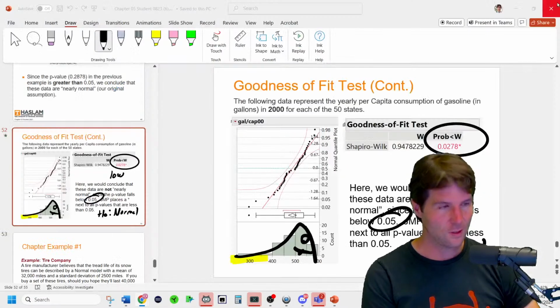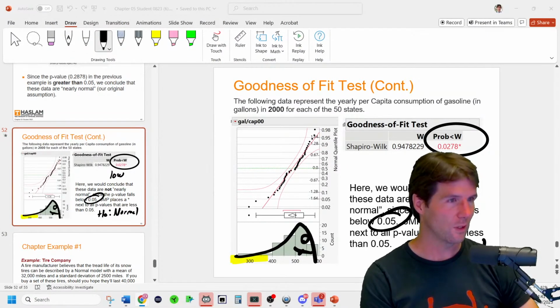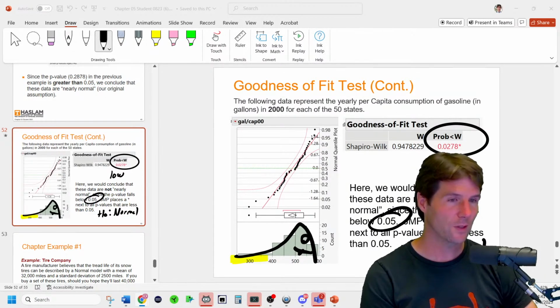So that was a little tricky. More of an outlier question. That's all the question was. We didn't even need to see those box plots. They're trying to trick me with box plots.